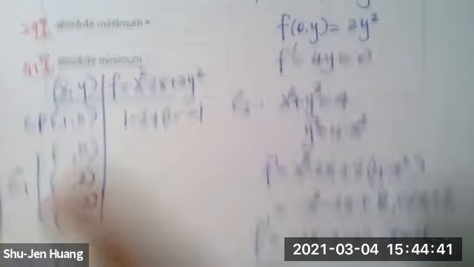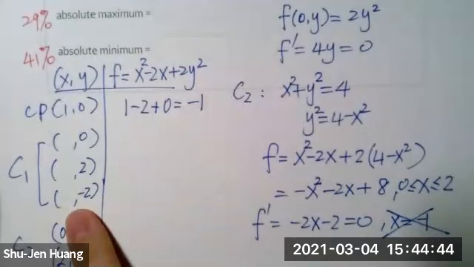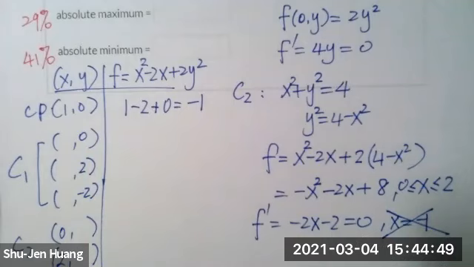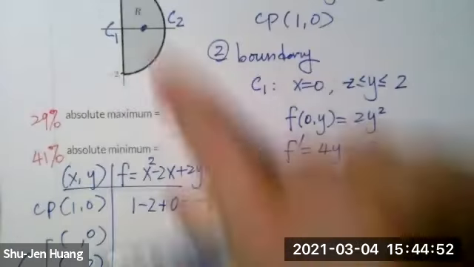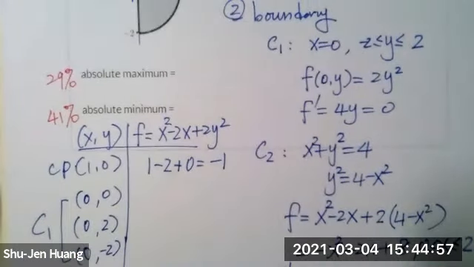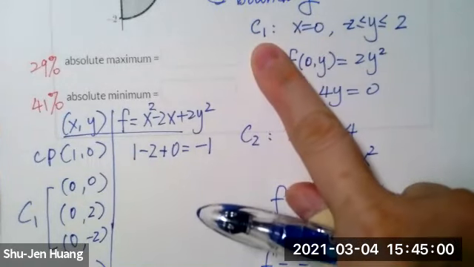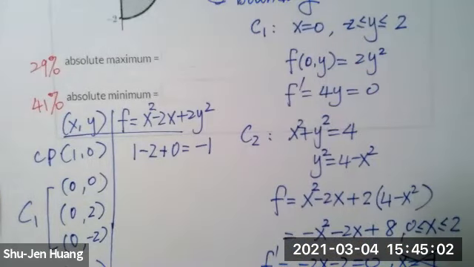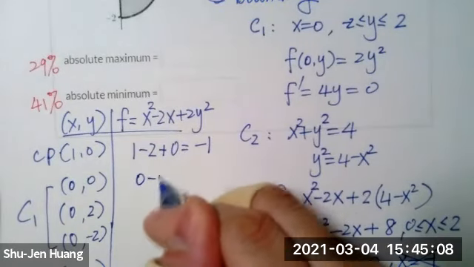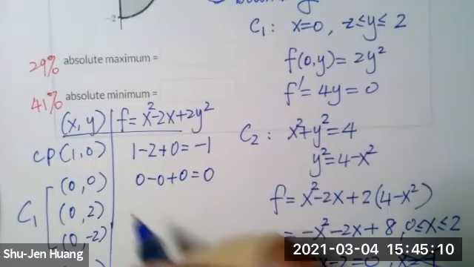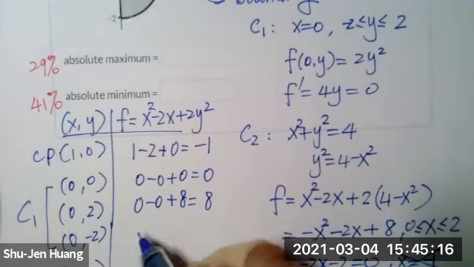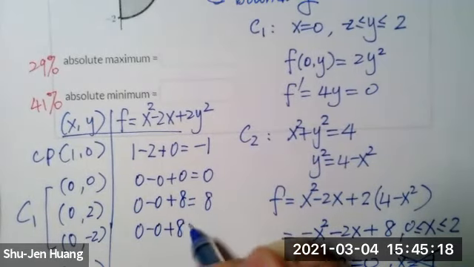On the boundary C1, this line segment here, the y value goes from 0 to -2. Those are the 3 candidates we have here. And also we know the x value is always 0 on the boundary C1. Now plug in, we have 0 minus 0 plus 0. Then 0 minus 0 plus 8, and 0 minus 0, that's also 8.